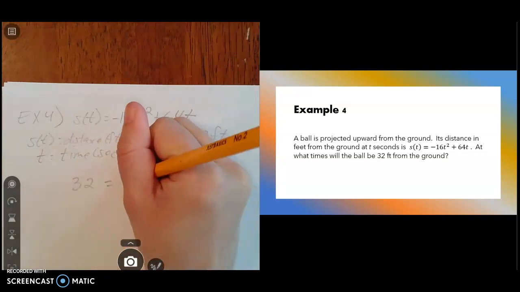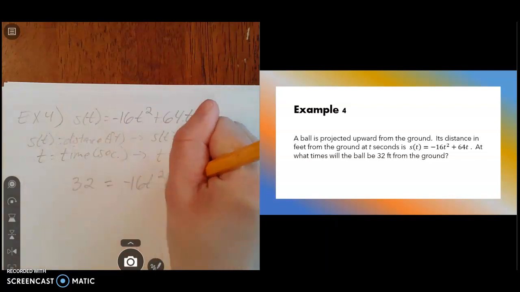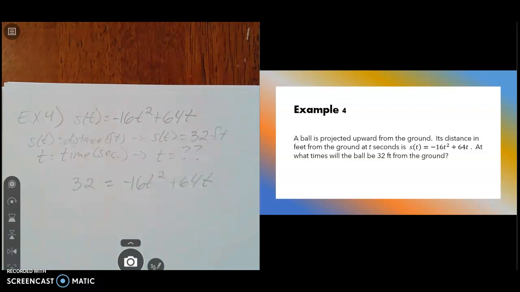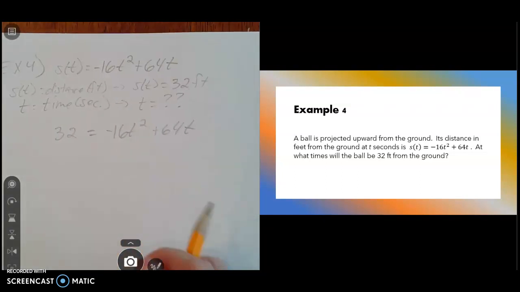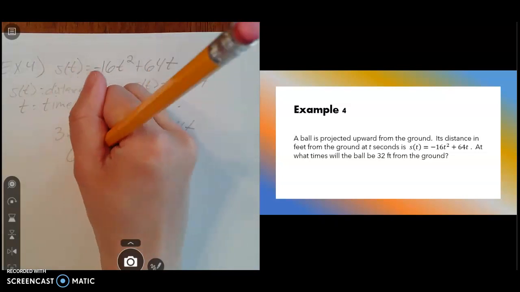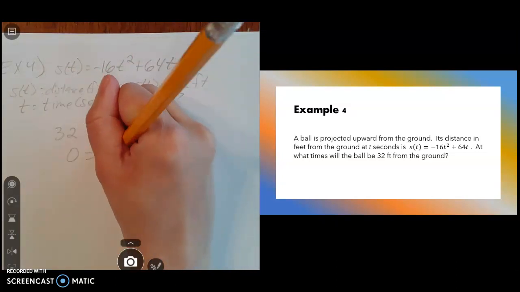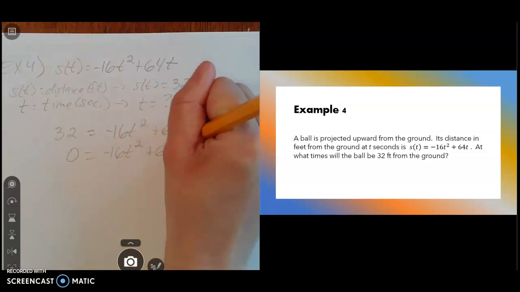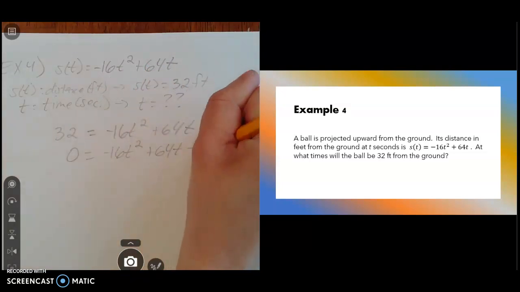So 32 equals negative 16t squared plus 64t. And we're going to solve for t. It is a quadratic. Notice that the highest exponent is a 2, it's t squared. So let's go ahead and get everything on one side so that it's in standard form. So if I subtract 32 from both sides, I'll have 0 equals negative 16t squared plus 64t minus 32.